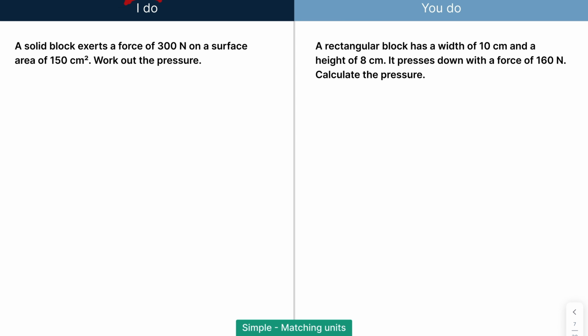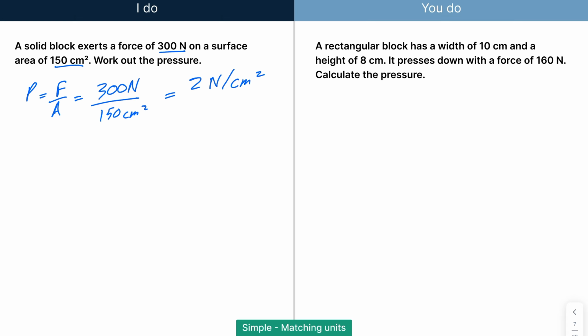So the way my videos work, I'm going to do the example on the left, which is I do. You are then going to press pause and have a go at the example on the right, which is you do. So here, if you've been asked to work out the pressure, the formula for the pressure is force over area. So the force here is 300 newtons, and the area is 150 centimeters squared. And if you just divide the two, you end up with 2 newtons per centimeter squared. That's your units for that.